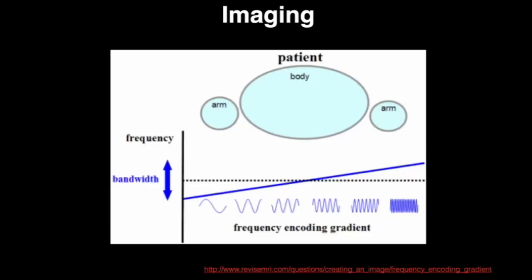Now, as we are done with our excitation and are just listening to the protons and the signal they're emitting, we apply a second gradient along another axis, here going from the left to the right of the patient, from patient left, lower frequency, to patient right, higher frequency. Protons on the left side of the patient are precessing at a slightly lower frequency than the protons on the right side.